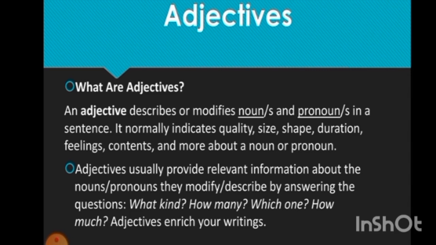Adjectives enrich your writing. You will use these adjectives in your paragraph writing whenever you are talking about, for example, that it was a heavy rain, or there are four seasons. These all are the types of adjectives. When you're telling the number of something, the shape of something, the duration of something, or the quality of something, that if someone is good or bad, if I am feeling not well or if I am feeling good. These all are the things that are related to adjectives, okay?